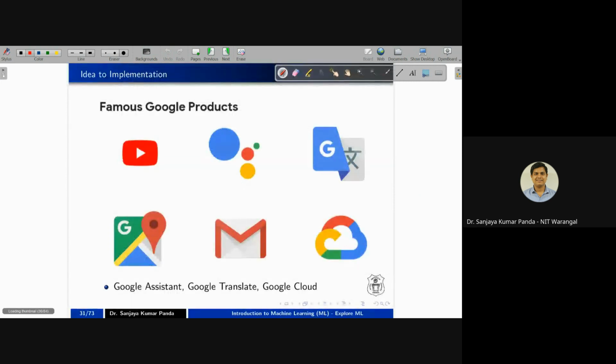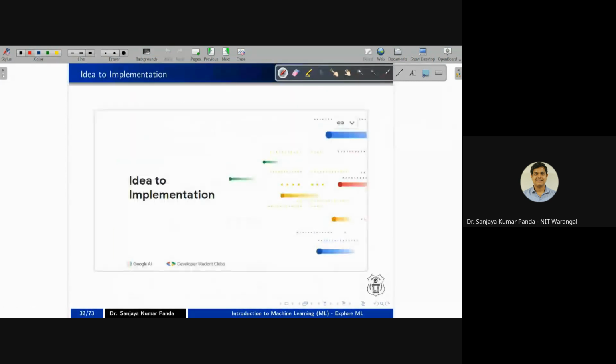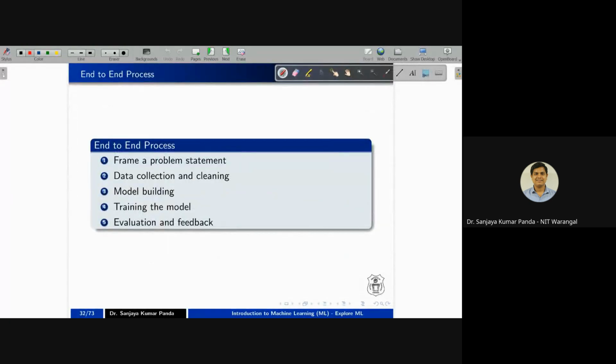Now we'll focus on idea to implementation. What are the steps to implement a machine learning model? In order to implement a machine learning model, first you need to understand the process. End-to-end process means from the collection of the data to the output. All the processes are well defined, so you have to follow this particular process. First, as I said, frame a particular goal. So here I am saying frame a problem statement. You have to identify a particular problem and decide your goal. That is the first part.